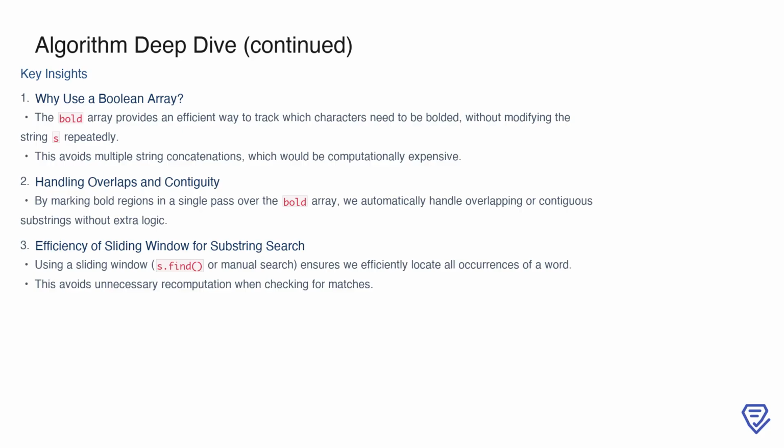Finally, the sliding window technique, such as using s.find or a manual search, allows us to efficiently locate all occurrences of a word in S. By avoiding redundant checks, we ensure the algorithm performs well even with longer strings or larger word lists.